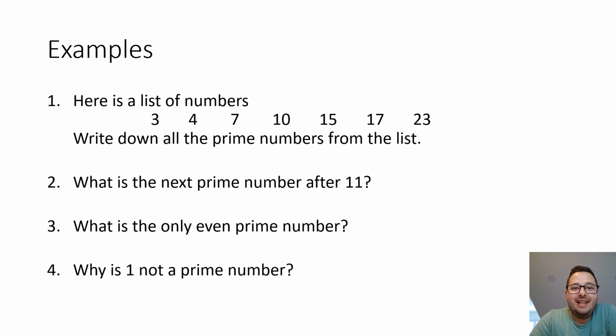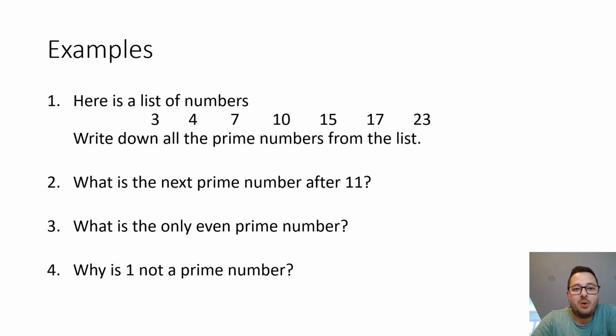Okay, let's do some example questions. Question 1 says: here is a list of numbers. We've got 3, 4, 7, 10, 15, 17 and 23, and we want to write down all the prime numbers from the list. As always, pause the video, give it a go, or you can just watch me do it and learn that way.